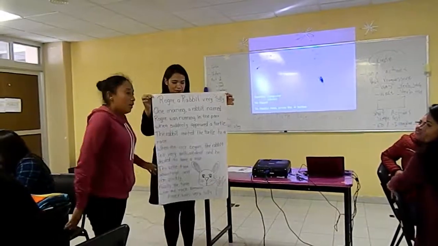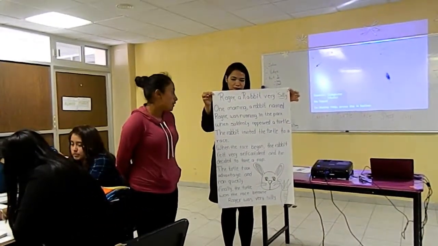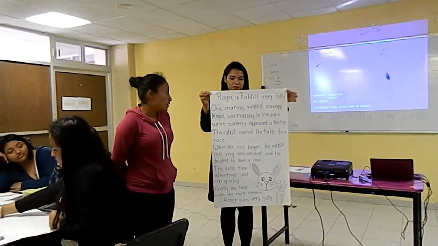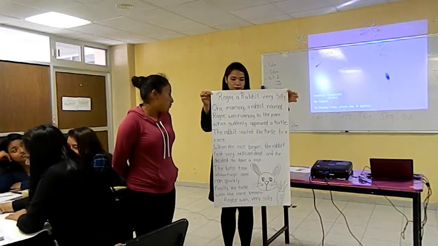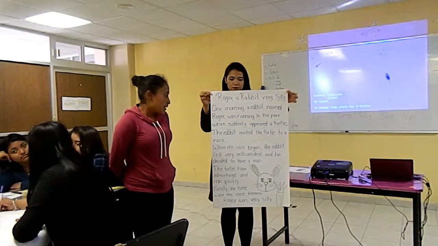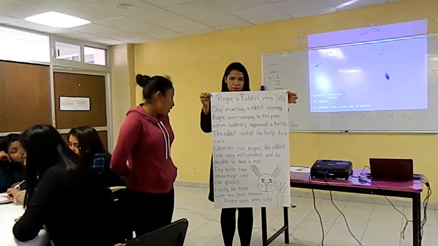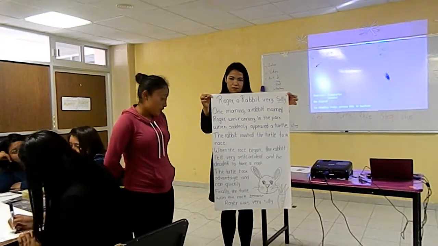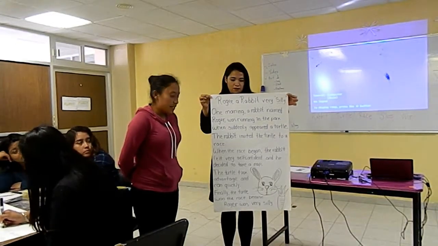One morning, a rabbit named Roger was running in the park when suddenly a turtle appeared. The rabbit invites the turtle to a race. When the race began, the rabbit felt very self-confident and he decided to take a nap. The turtle took advantage and ran quickly. Finally, the turtle won the race because Roger was very silly.